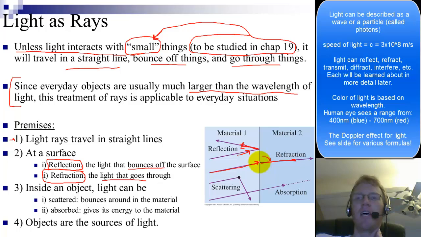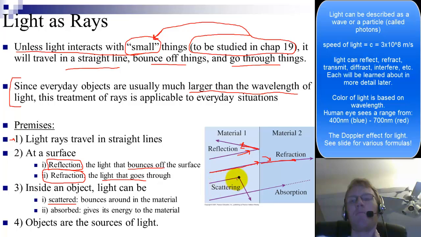It's only going to bend like that when it passes through from one material to another material. And that's something we'll study later. When it's inside of an object, whether that object could even be air, or some other more complex or more dense object, there's two things that can happen. It can get scattered, which means it bounces off particles in the material, like this. So maybe it hits an air particle and bounces in a different direction.